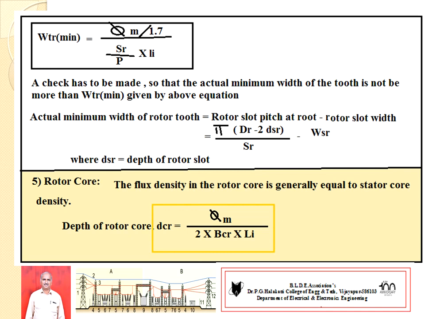Next, design of rotor core. We are assuming the flux density in the core, and the flux in the core is 50% of the pole flux. Hence, depth of rotor core equals phi m by 2 into BCR into Li. Li is the net iron length, effective iron length, BCR is the flux density in the rotor core.